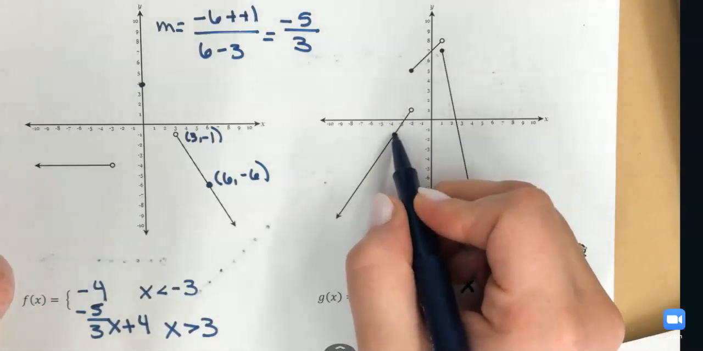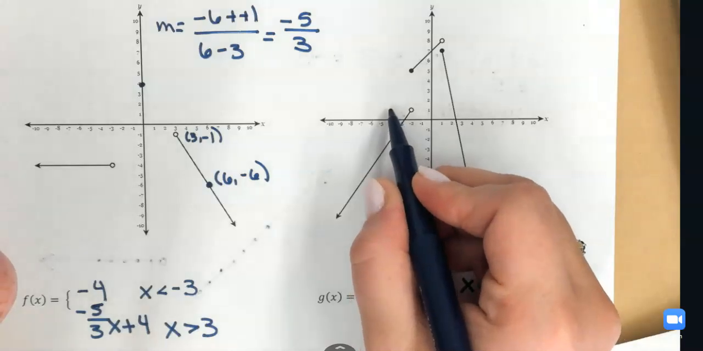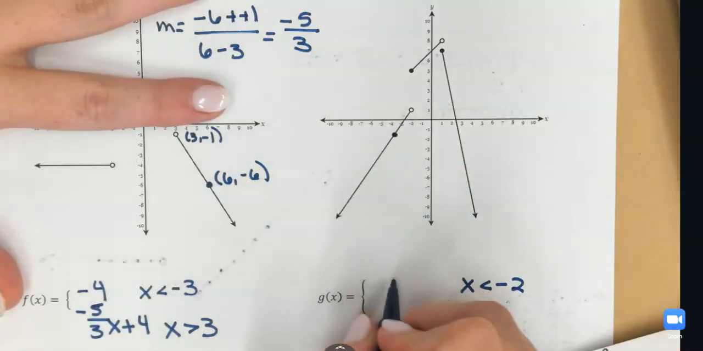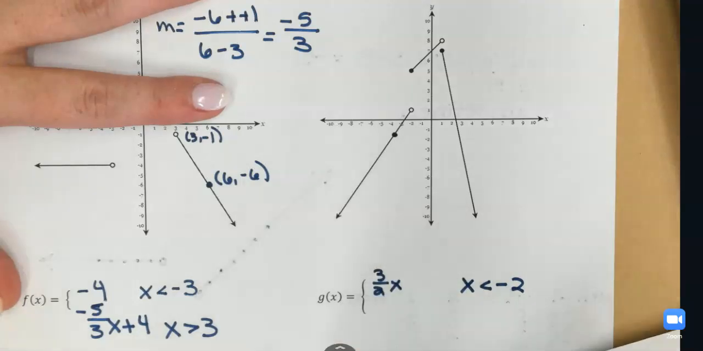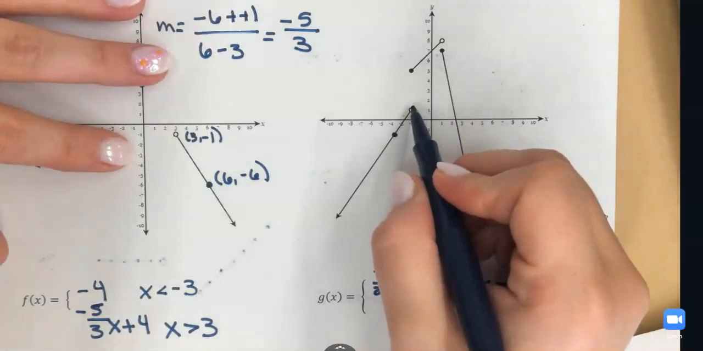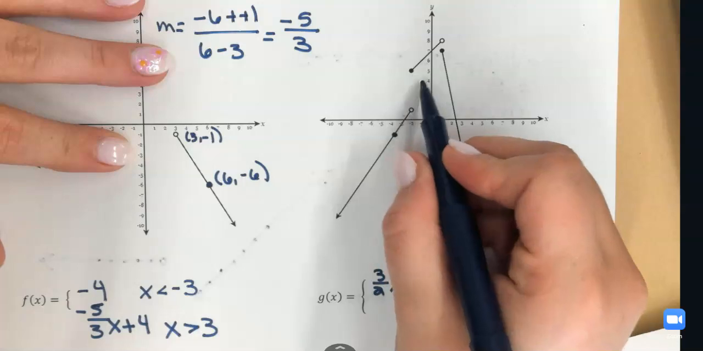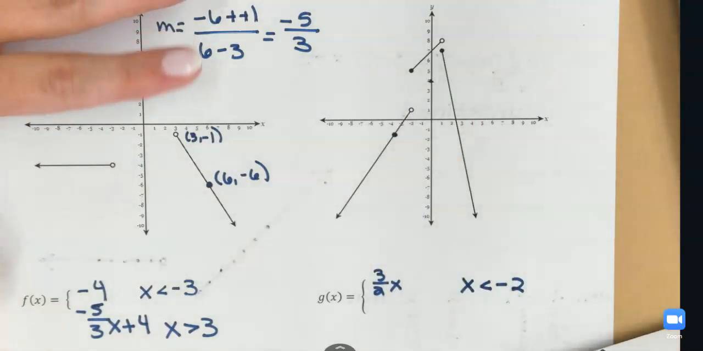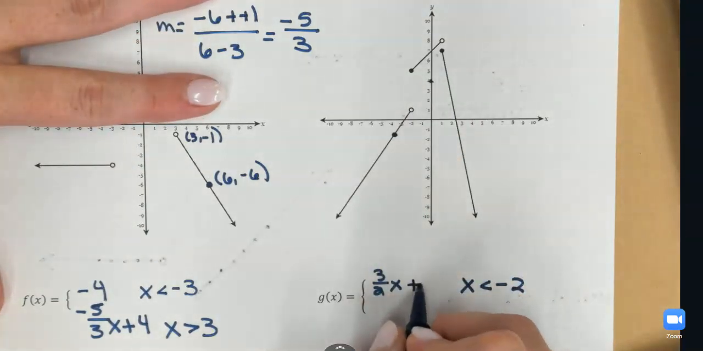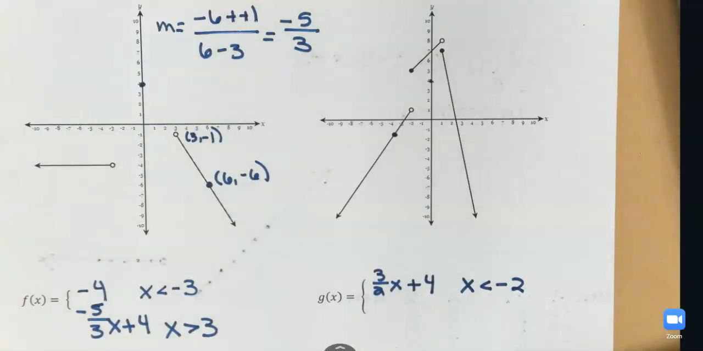So that slope is going to be up 1, 2, 3, and over 2. So I have 3 over 2x for my slope, and if I repeat that going up 1, 2, 3, and over 2, I'm going to have a y-intercept at 4. So 3 over 2x plus 4 for my first equation.